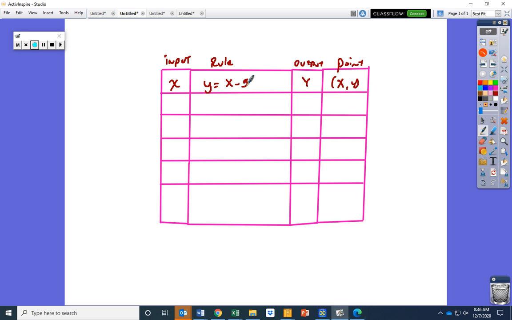So here's the only difference though. Last week, you were given all of these inputs, weren't you? You were given the inputs, and then you used those inputs to find the output by using the function rule. The only difference is this week you're going to put your own inputs in, and then you're going to graph them.